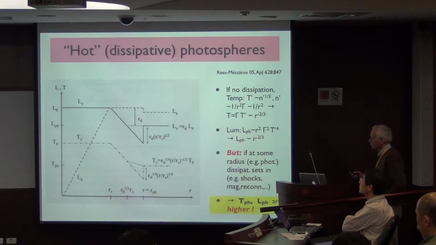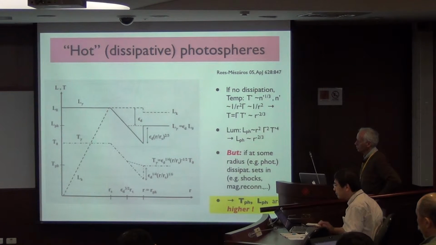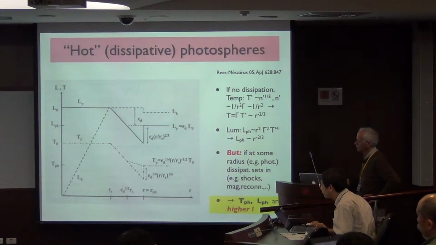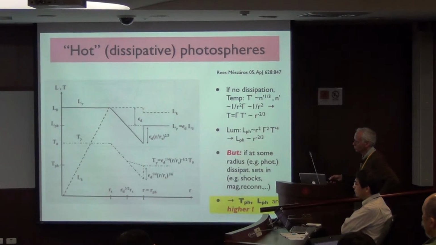Now, what is this business about a dissipative photosphere? So if you have an outflow, then as the bulk Lorentz factor increases, when it reaches its saturation value, its terminal value, the Lorentz factor goes up and then it becomes constant.